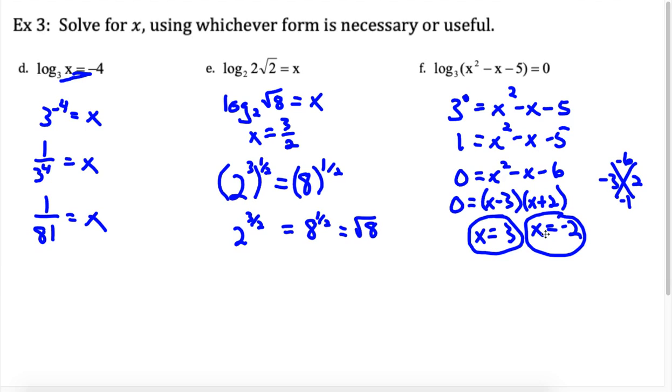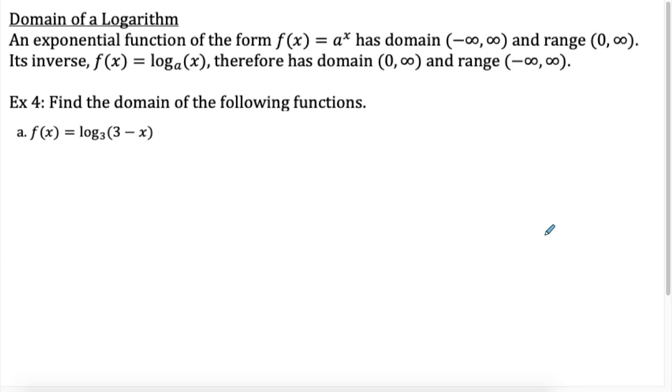Right? The final thing that we want to look at in this video is the domain of a log. We already mentioned that an exponential and a log are inverses. So we know from the last lecture that the domain of an exponential is negative infinity to infinity, and the range is 0 to infinity. The inverse would have those flipped. So a log is going to have a domain of 0 to infinity and a range of negative infinity to infinity.